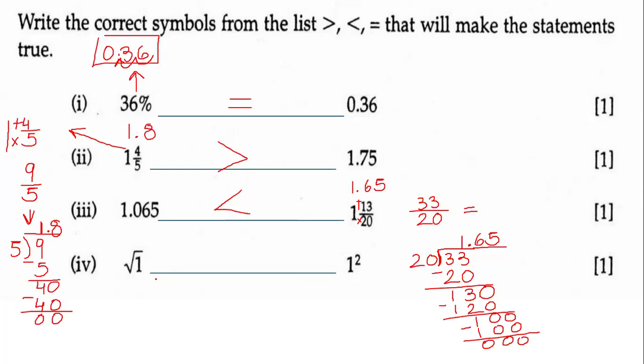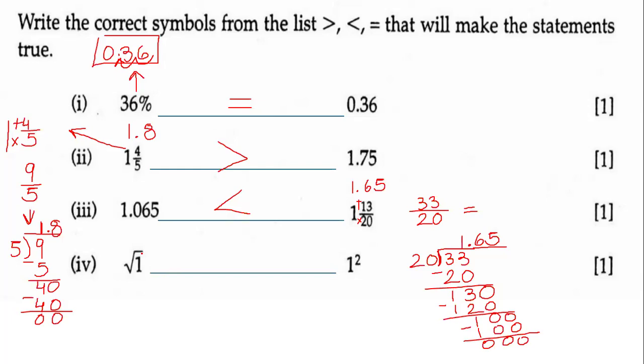And so what is going to be? That's going to be what? That's going to be equal, right? Equal, because the square root of 1 is 1, and 1 squared is 1 times 1, which will total out to equal. Very good.